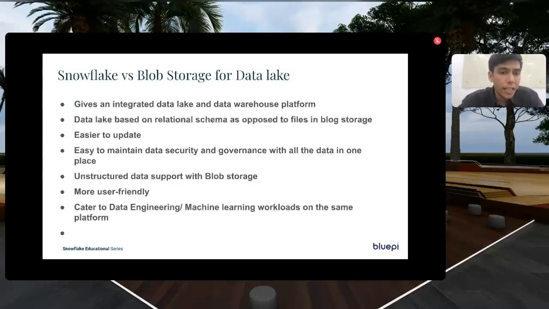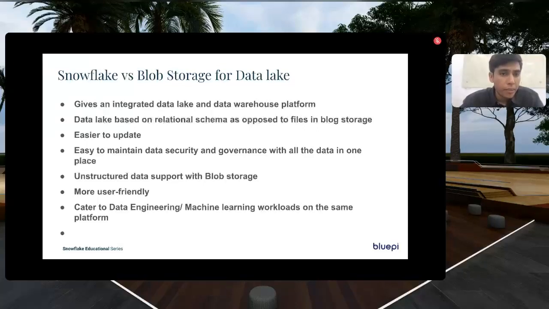Snowflake gives an integrated data lake and data warehouse platform. So in Snowflake, you have your data lake and data warehouse all in one place. With blob storage, your object store for the data lake is different, your SQL analysis is in a different place, your Redshift is in a different place, all in different places.